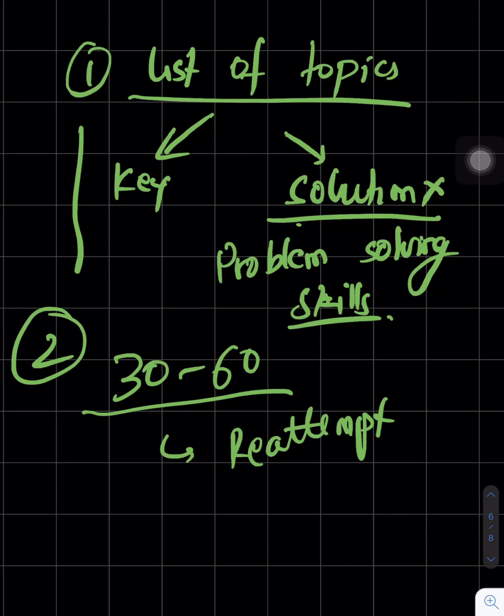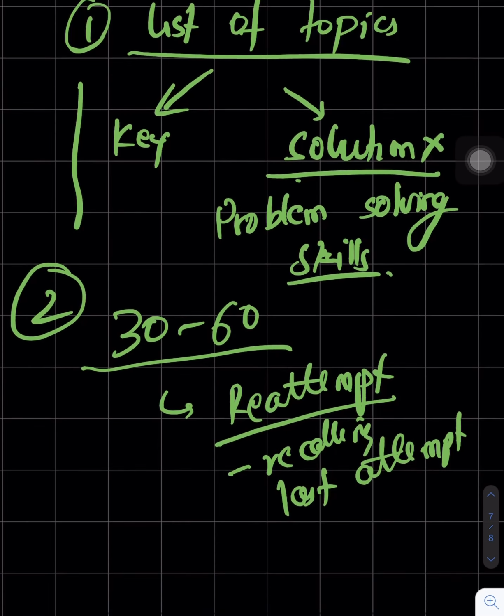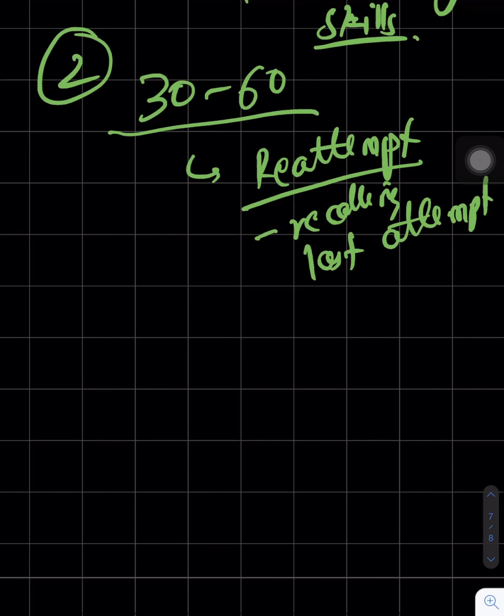Now here you have to take care of a few things when you are re-attempting the paper. First, your goal should not be recalling what you marked in the last attempt on this topic. Second, do not recall the key, that is, what the right answer was. Now don't do this.